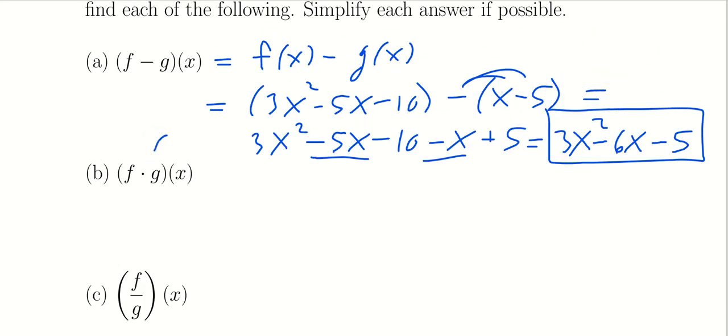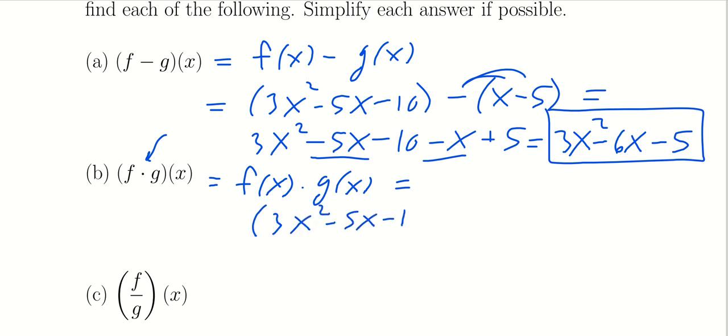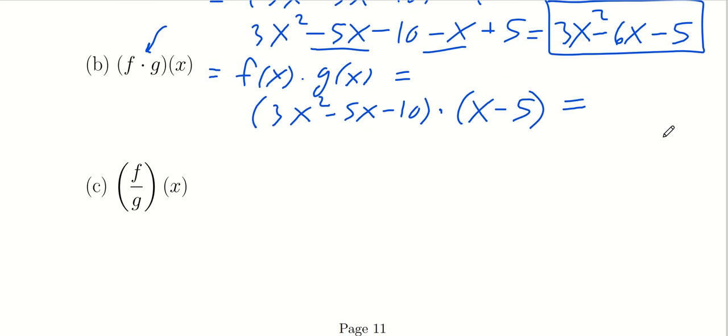The next one, notice this is a filled in circle. That's a multiplication dot. So this is f of x times g of x. So we're going to take 3x squared minus 5x minus 10, and we're going to multiply it by x minus 5. This is going to be a distributive property problem.